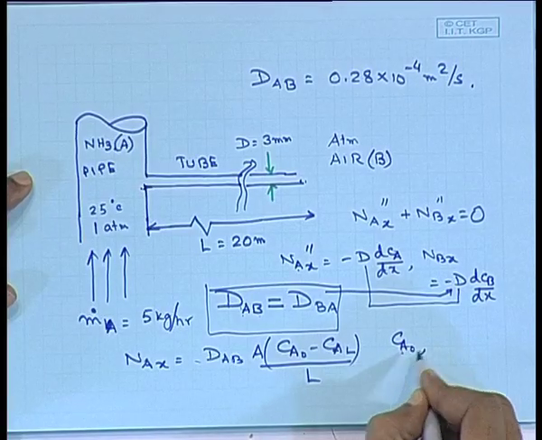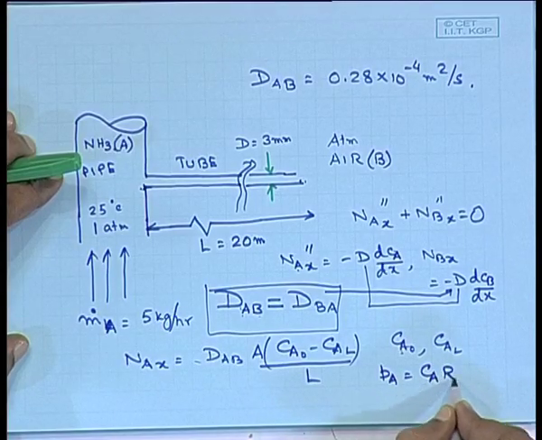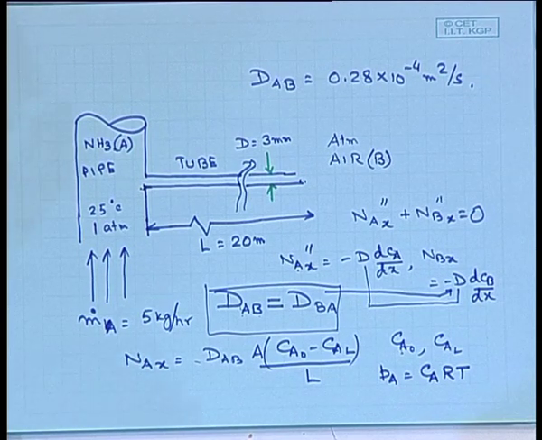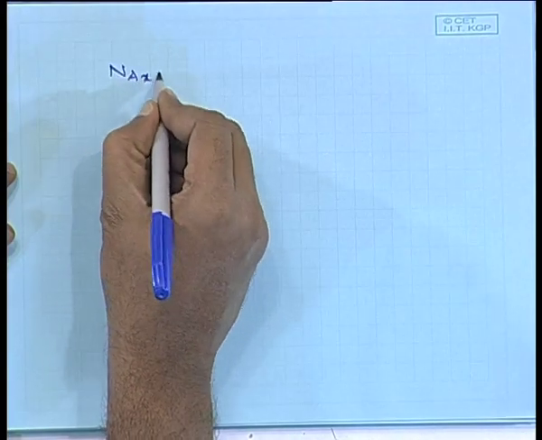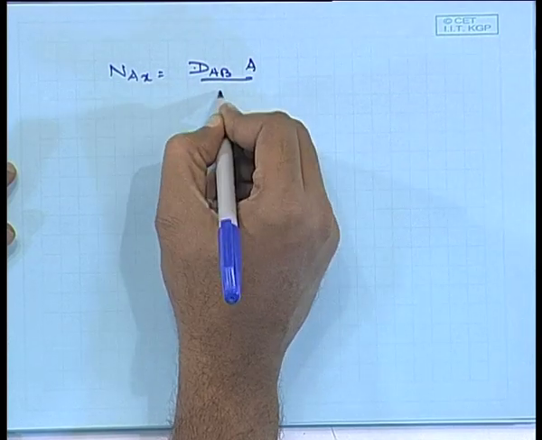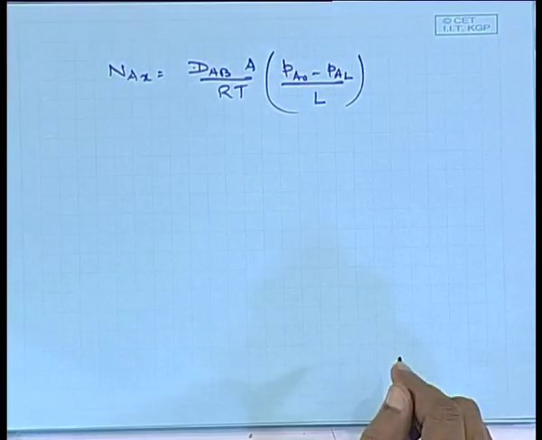But if you look at this one, you would like to find out what is the value of CA0 and what is the value of CAL. The concentrations are not given in absolute terms. Okay. I have to express this concentration for a gas. How would I express it? In terms of partial pressure. So, I have to express it in terms of partial pressure, and we know that partial pressure is equal to concentration times RT, universal gas constant and temperature in absolute. So, PA is nothing but CART. So, if I substitute that back in this, what I have for NAx is DAB times A by RT, PA0 minus PAL over L, everything expressed in terms of partial pressure.